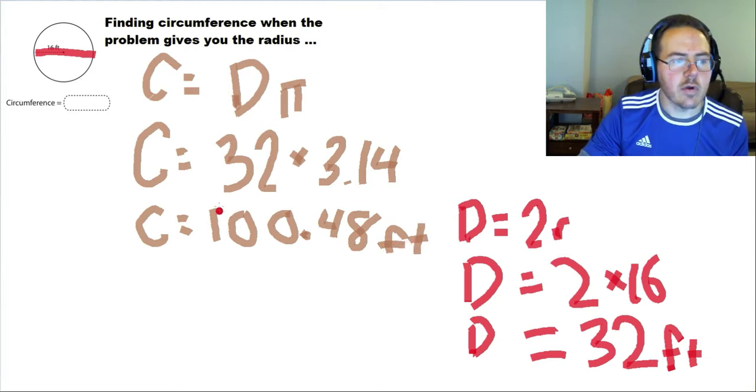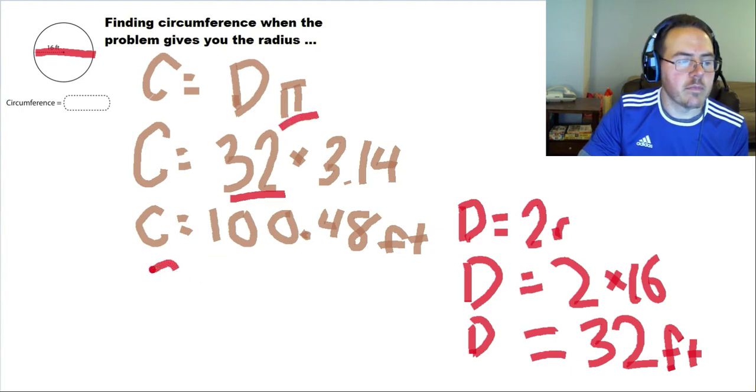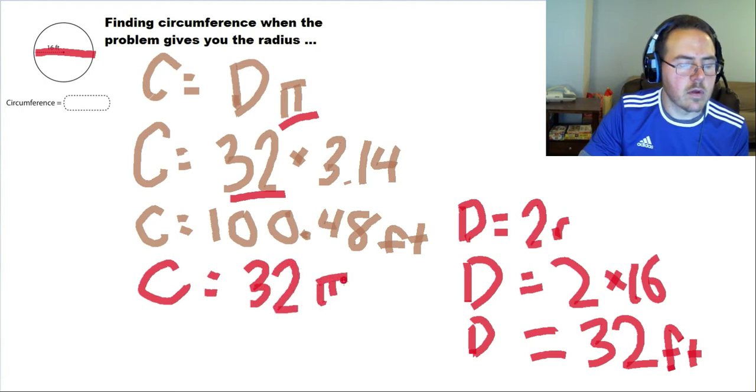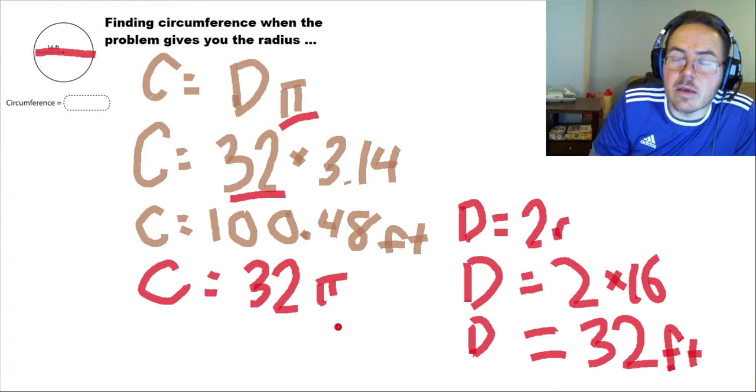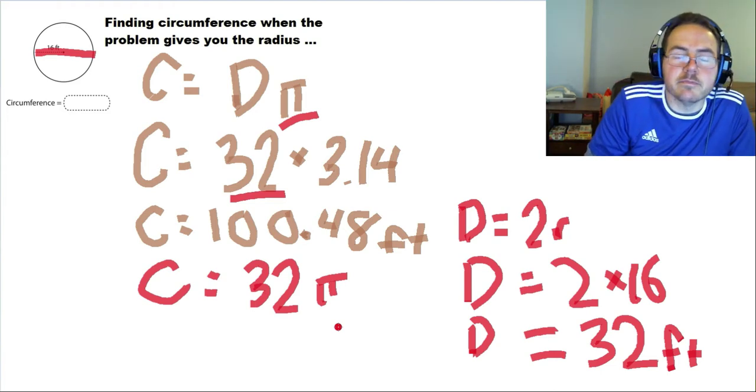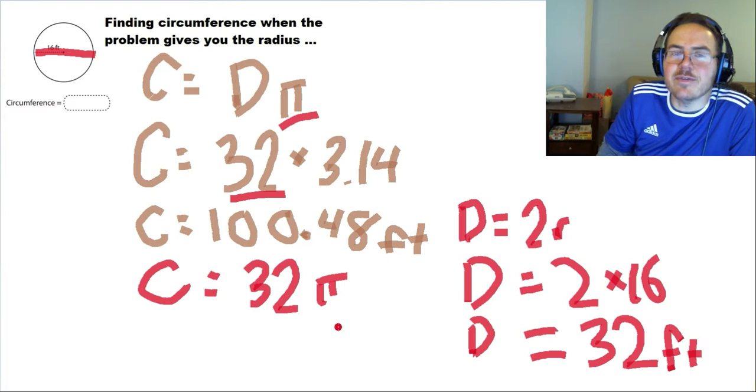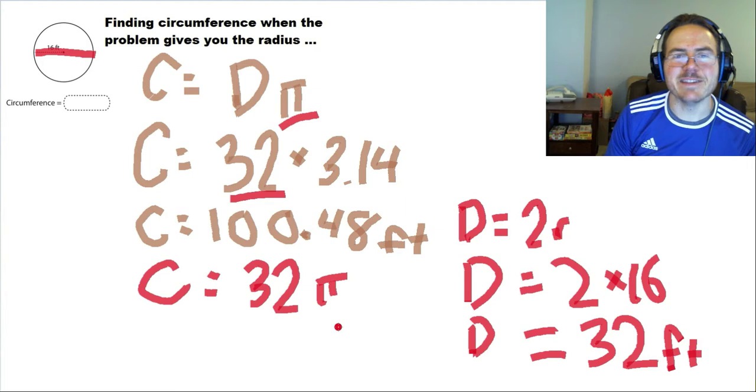And like I was saying before, if you wanted a very exact answer for another medium, you could have said 32 pi. These are both very good answers. And depending on the assessment, or depending on the question, depending on the answer bank, you might need to know both. So that is how you find the circumference of a circle when they only give you the radius. Let's move into the next problem.